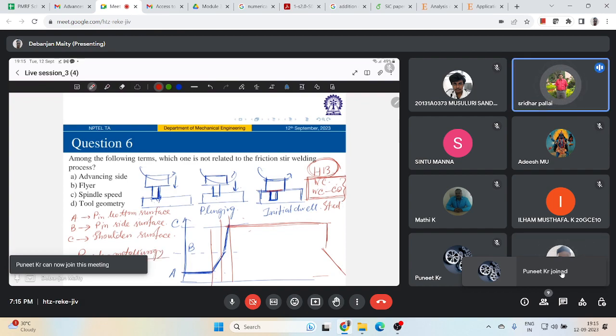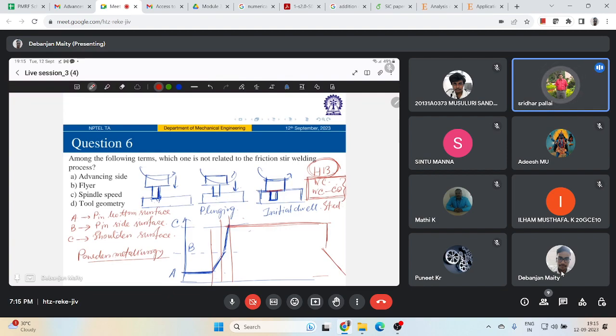Sir, one more question is about this tool pin. It is rotating against the transverse force of the workpiece. So, is there any case where material removal is happening? It looks like a machining process.